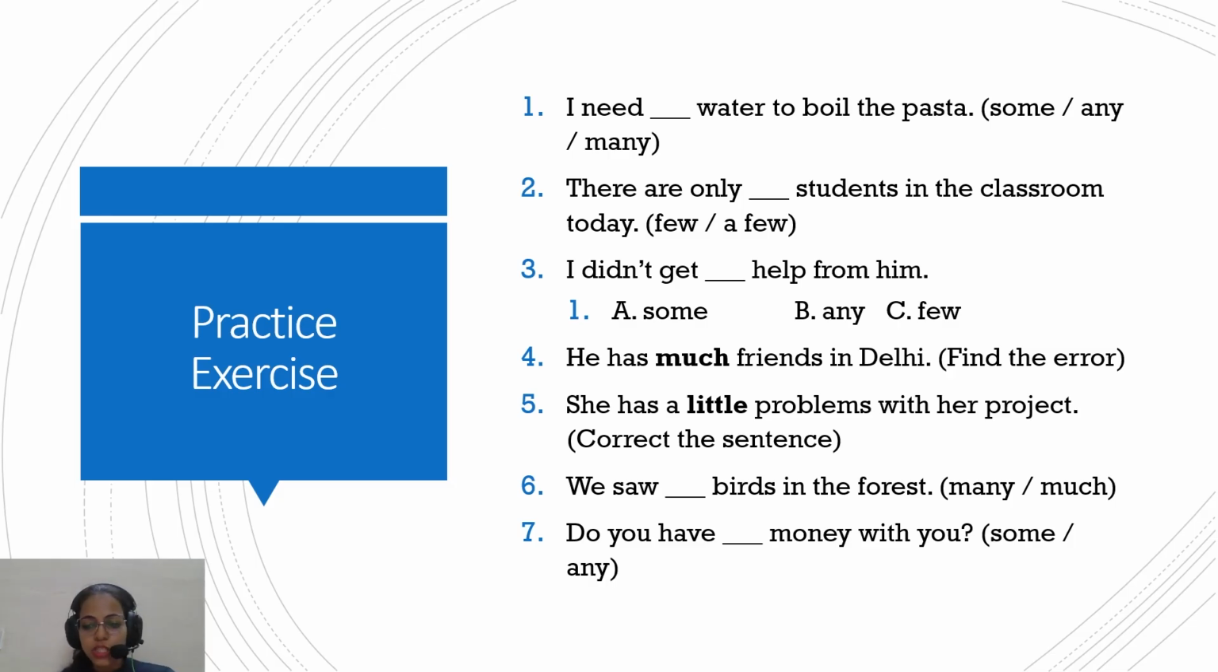Do you have dash money with you? Do you have some money with you? Do you have any money with you? So the right answer would be any. Do you have any money with you? Because that is fitting more in the context. But some is also something that can be used for both countable and non-countable. Money is an uncountable or non-countable noun. So we will use any here because that is fitting better in the context. Do you have any money with you?